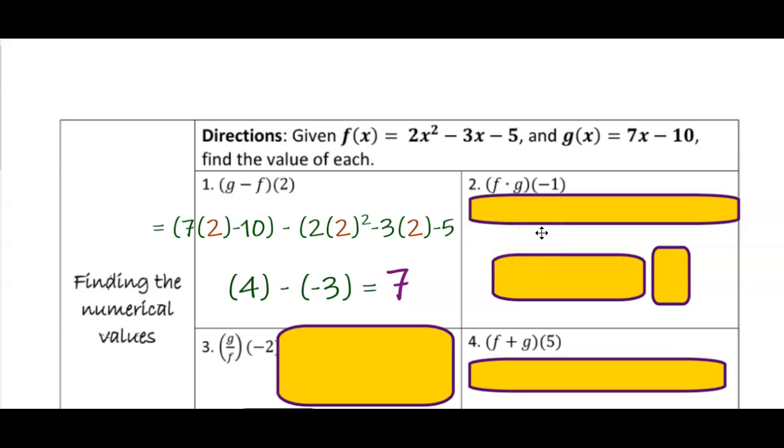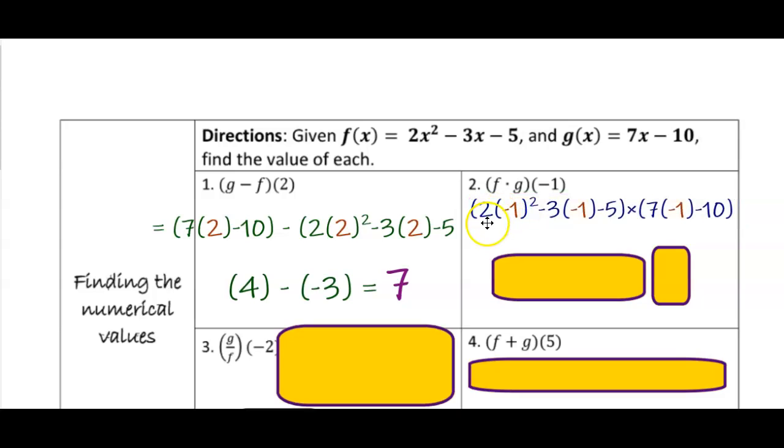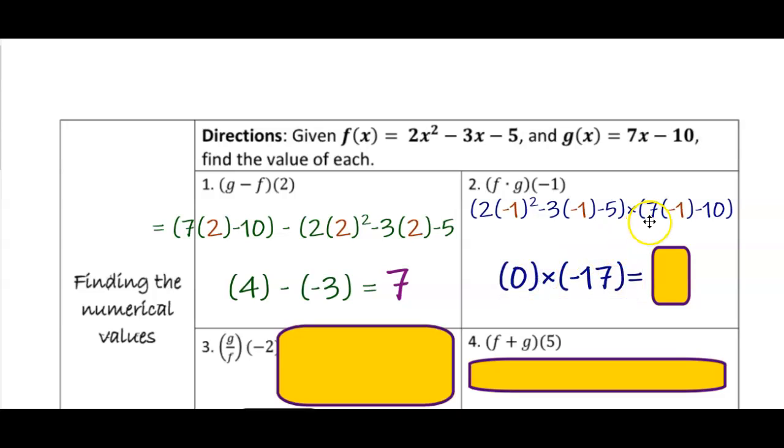For problem number 2, you're doing f times g of negative 1. So therefore, you are plugging in negative 1 into both f and g, simplifying it, and then multiplying those two answers together. So I plugged in negative 1 into f times plugging in negative 1 into g. When you plug in negative 1 into f and simplify it, you get 0. When you plug it into g and simplify, you get negative 17. So since it's f times g, I do 0 times negative 17, and that gives me an answer of 0.